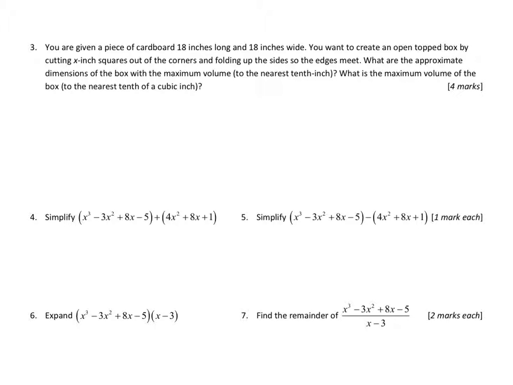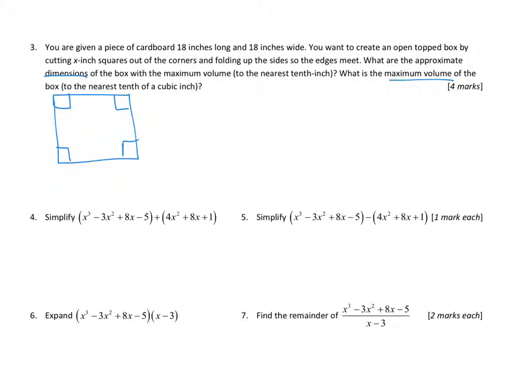So first up, the word problem. Question 3. You are given a piece of cardboard 18 inches long and 18 inches wide. You want to create an open-topped box by cutting x-inch squares out of the corners. So we've seen several examples like this. So that's where we've got our piece of cardboard and we're cutting out the corners to fold up the sides and make a box. What are the approximate dimensions of the box with the maximum volume to the nearest 10th inch? What is the maximum volume of the box to the nearest 10th of a cubic inch? So we want the dimensions and the max volume.